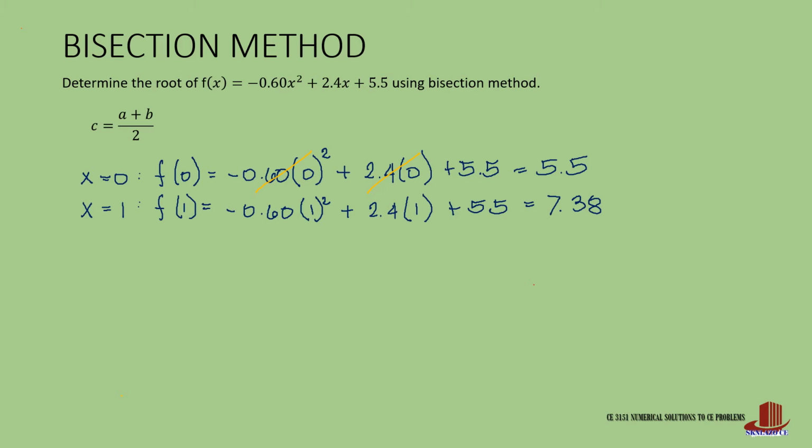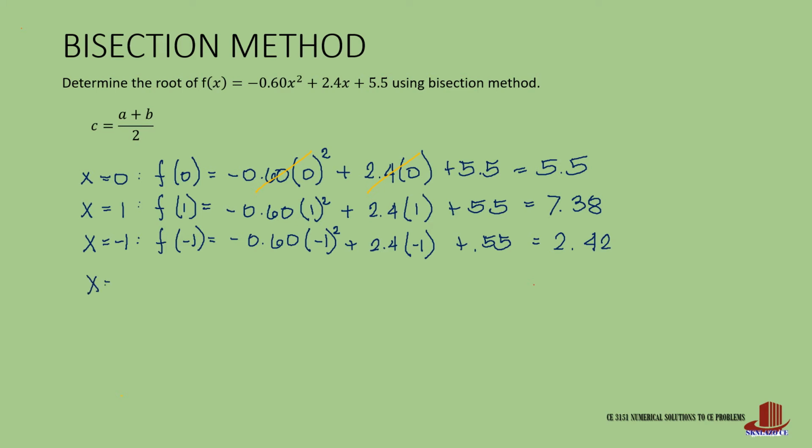Notice how our values for f of x increase as we increase x. That would mean that probably we are supposed to work on x is equal to negative 1. So let's try x is equal to negative 1 this time. Again, take our f of negative 1. So negative 0.6 times negative 1 squared plus 2.4 times negative 1 plus 5.5. Our answer is still a positive, but note that it's reaching or closer to 0.